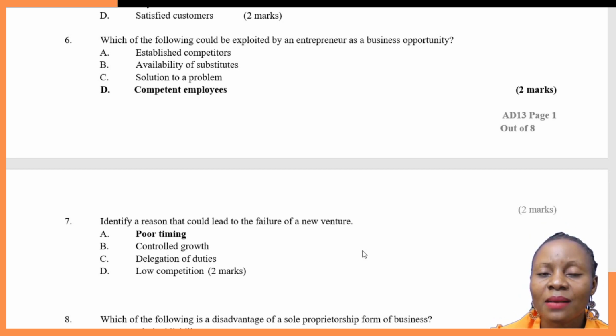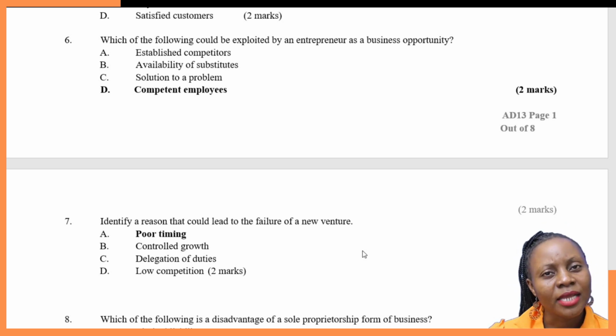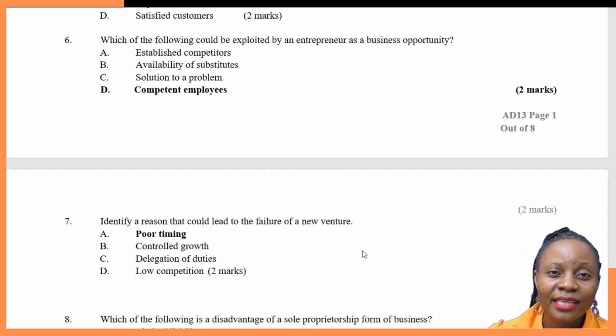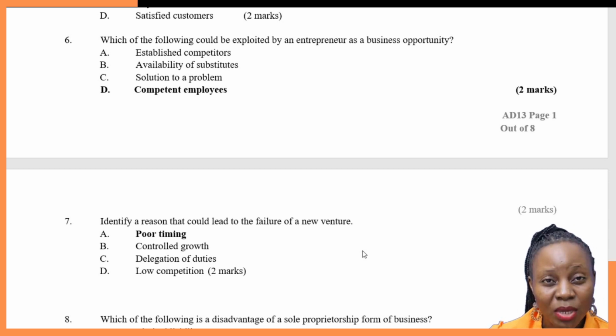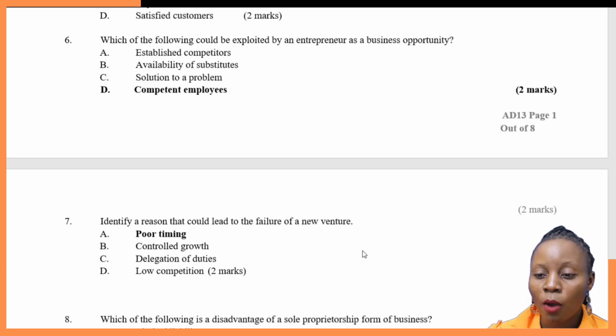And our answer becomes letter A, poor timing. It could be the right idea, it could be the best idea, but maybe the timing that you introduced the idea was simply wrong. So poor timing could lead to failure of a new venture.